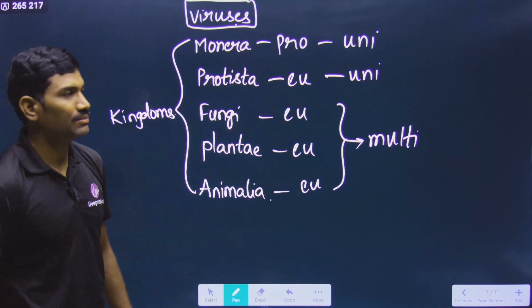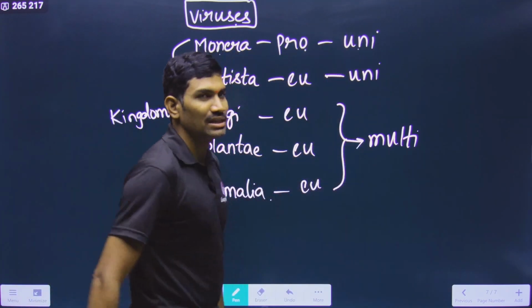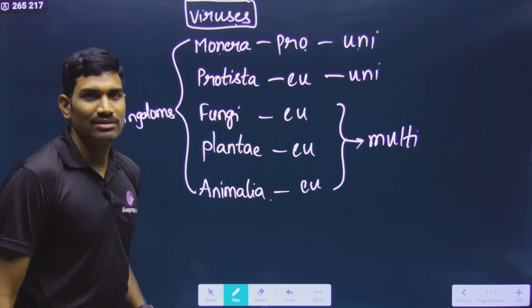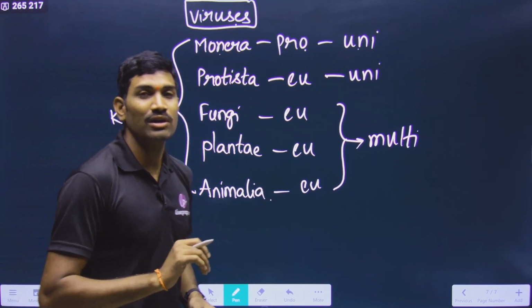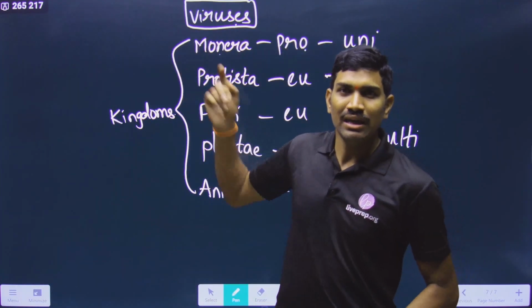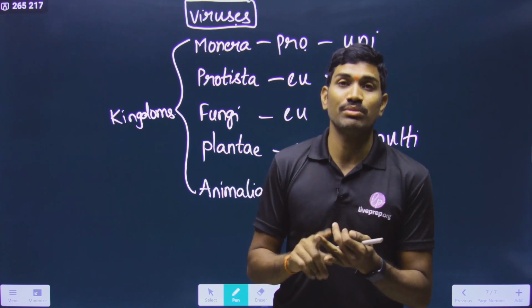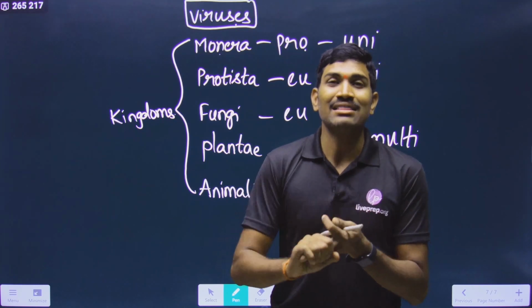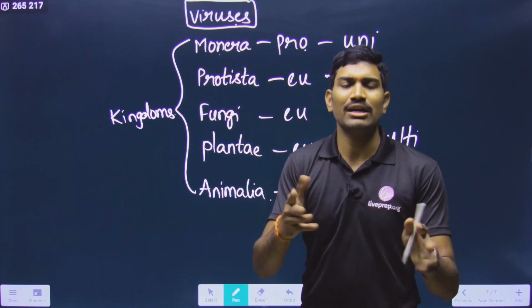Clear? Now let us see. Now here, kingdom Monera has prokaryotes and unicellular organisms. But what about viruses? Are viruses considered unicellular? Unicellular means what? Single cell. Is a cell present for viruses? A cell means the plasma membrane should be present, cytoplasm should be present, ribosome should be present. These three are the minimum compulsory. Are these present in viruses? No, they are not present.